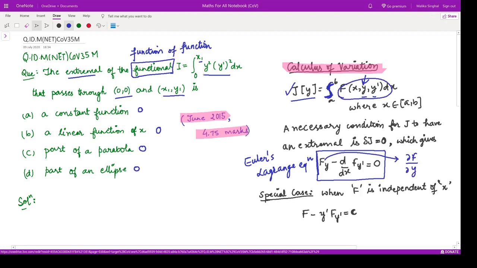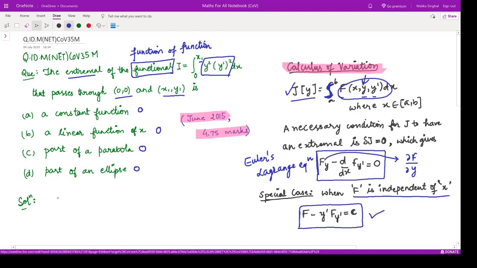So see, in our question we have f of this form. It does not contain x. So we have a special case of the Euler-Lagrange equation when our f is independent of x. It goes like this: f minus y dash f_y dash is equal to c, where c is some constant, and we will use this equation to solve our question.